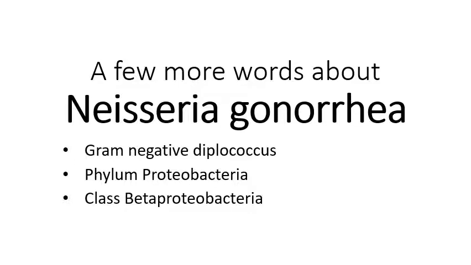A few more words about Neisseria gonorrhea. You will remember from the lecture on morphology that Neisseria gonorrhea is a diplococcus, and since all of the proteobacteria are gram-negative, it is a gram-negative diplococcus. Neisseria gonorrhea is the only gram-negative diplococcus that I'll teach you about in this course, so if I ask you for an example of a gram-negative diplococcus, you can tell me Neisseria gonorrhea. Okay, they are members of the phylum Proteobacteria and class Beta Proteobacteria.